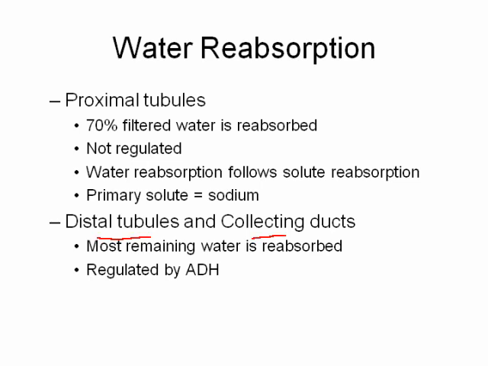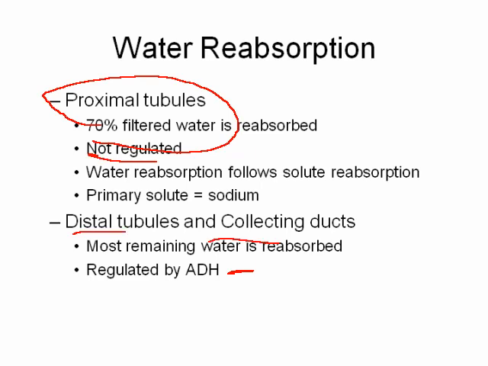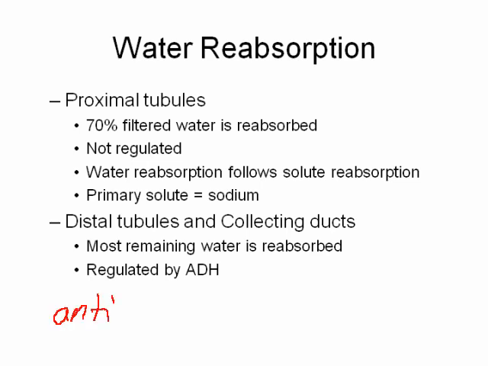In the distal tubules and collecting ducts, most of the remaining water, that is, we had 70% that was reabsorbed, the remaining 30%, most of that is going to be reabsorbed in the distal tubules and the collecting ducts. But this is regulated. In the proximal tubules, it wasn't regulated. In the distal tubule and collecting duct, it is regulated by ADH, which is antidiuretic hormone.